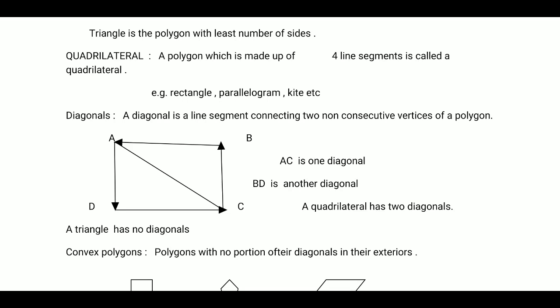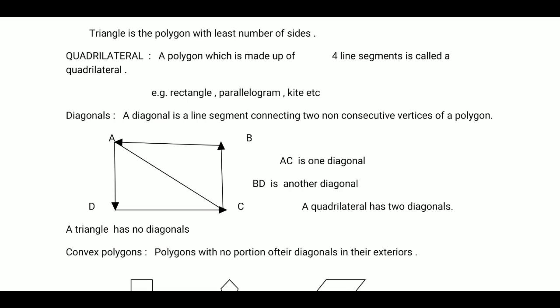Now, diagonals. A quadrilateral, which has 4 sides, and polygons with more than 4 sides have their diagonals also. A diagonal is a line segment connecting two non-consecutive vertices of a polygon. Consecutive vertices means the vertices which are connected.